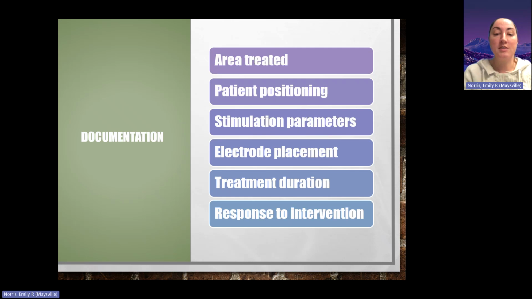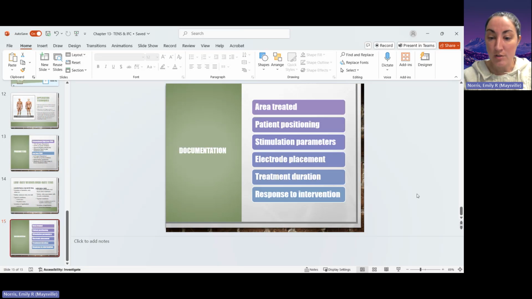When you document your treatment through TENS, you want to document what area you treated, what position the patient is in, what parameters you used, including the amount of time, where you place the electrodes, and the patient's response to their intervention. So that is our lecture for today, and I will see you in the next lecture.